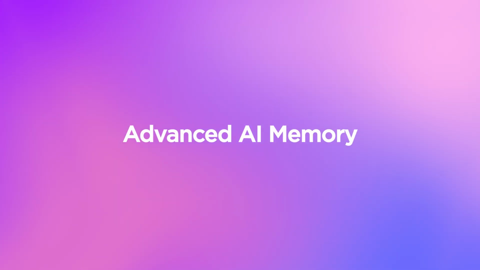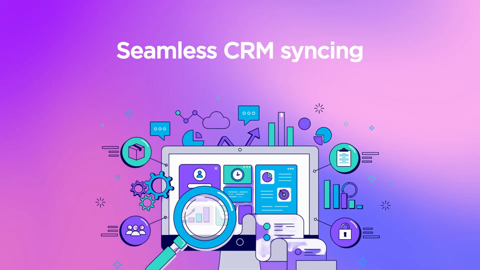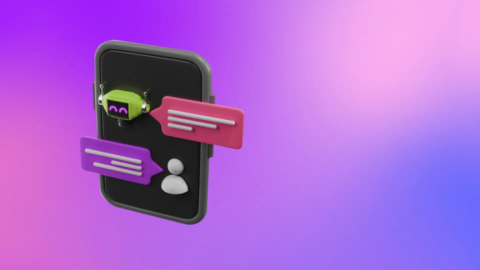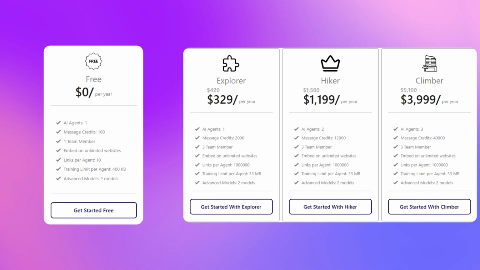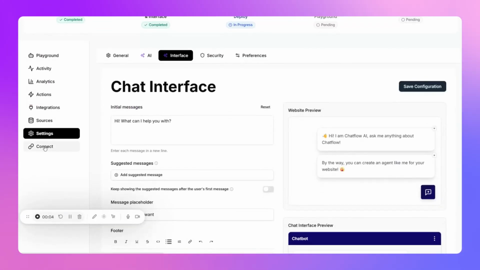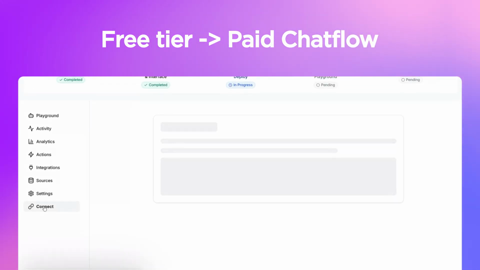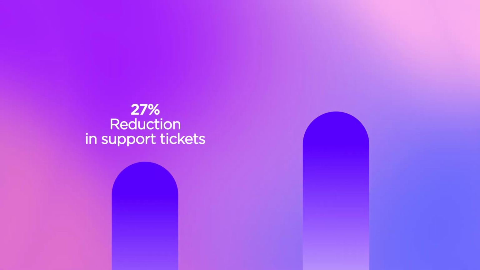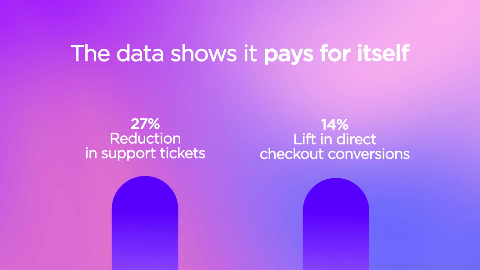When combined with advanced AI memory that remembers past customer interactions, seamless CRM syncing, and smart multi-agent routing, the bot essentially becomes a top-tier sales rep that never takes a day off. Ultimately, the shift from a basic tool to a premium sales engine comes down to real-world results. For example, across thousands of active accounts, stores migrating from the free tier to a paid ChatFlow plan see an average 27% reduction in support tickets and a 14% lift in direct checkout conversions within the first 30 days. The data shows it pays for itself.